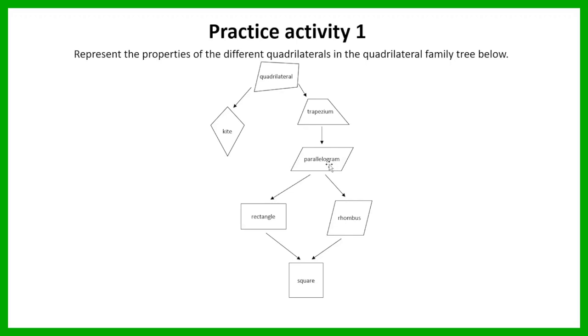If you take the other two sides and you make them parallel as well, then you get the parallelogram. Then if you take the parallelogram and you make the angles equal, or all the angles 90 degrees, you get a rectangle. But if you make all the sides equal, you get a rhombus. And if you take these two and you squish them together and you put the 90 degree angles with the equal sides from a rhombus, you end up with a square.